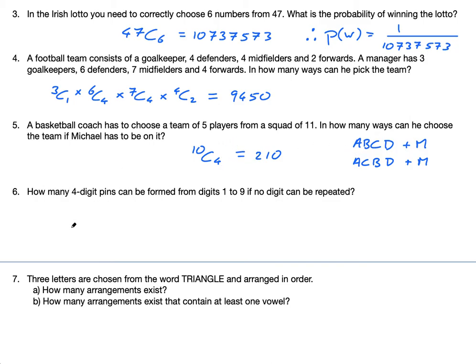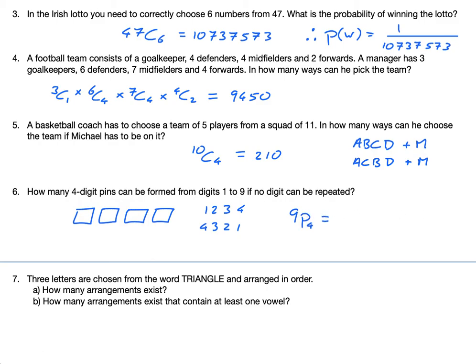However, this one, 4-digit pin, how many 4-digit pins can be formed from digits 1 to 9 if no digit can be repeated? So you're going to have 1, 2, 3, 4. Well, at this time, imagine your pin is 1, 2, 3, 4. Well, that's a different pin to 4, 3, 2, 1. This pin will work, this pin won't work. So the order does matter here. So I need to choose P. I need to do 9, because I have 9 different digits.